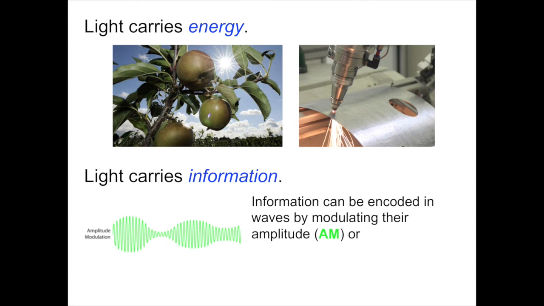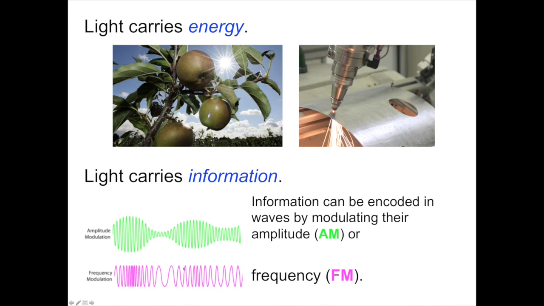Light also carries information. For example, information can be encoded in a light wave by modulating its amplitude, how much it goes up and down. And indeed, radio waves, in which we encode sound information by modulating the amplitude up and down, is the basis of AM, or amplitude modulation radio. If instead we keep the amplitude more or less constant, but vary the frequency back and forth, and encode information, so different sounds are encoded in different frequencies, we have frequency modulation, or FM radio.